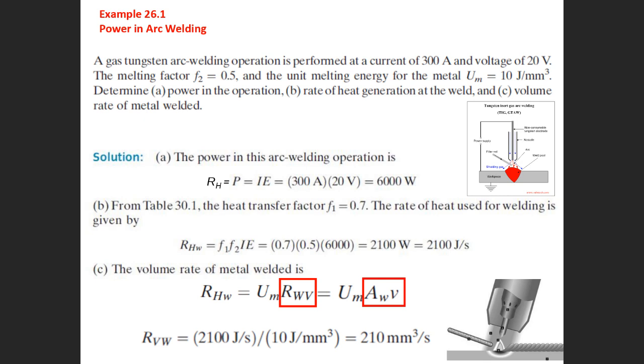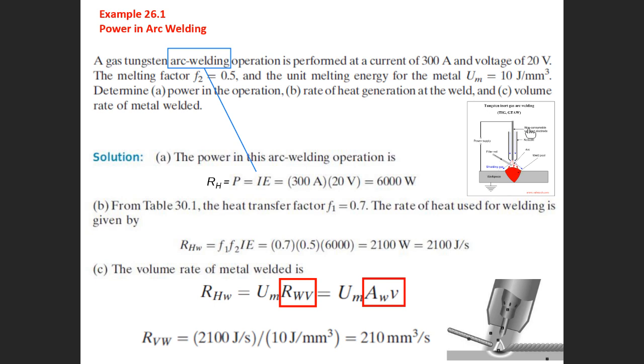If you find arc welding, then as long as it is arc welding, then IE. What arc welding? No matter. Gas tungsten arc welding, shielded metal arc welding, whatever arc welding, as long as it is arc welding, then power at the source equals IE. Right. So a gas tungsten arc welding, let me read together a gas tungsten arc welding operation. Okay. This is the gas tungsten arc welding. This is the tungsten. This is the electrode.